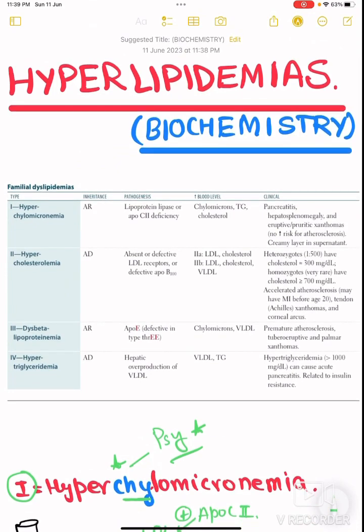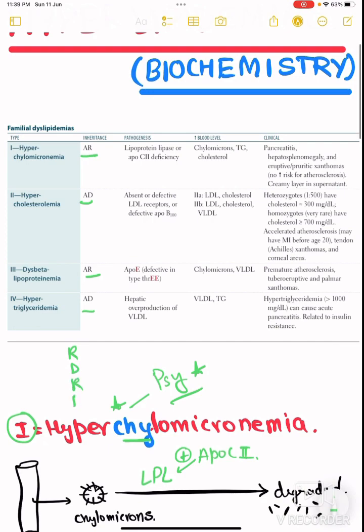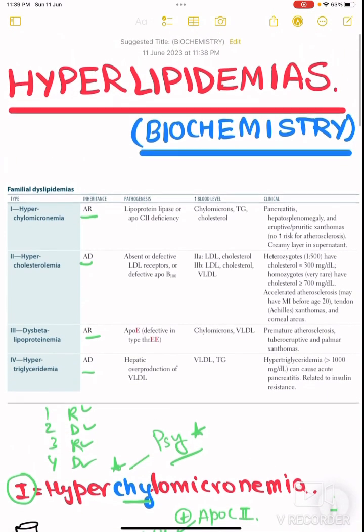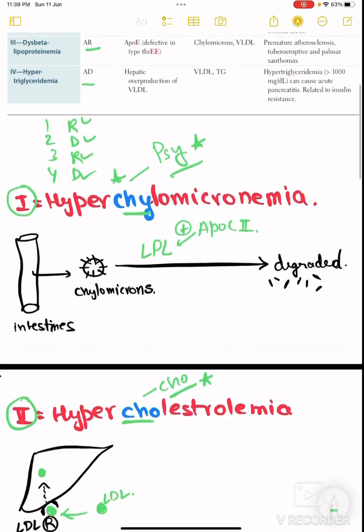Now coming to the inheritance part, type 1, 2, 3 and 4 are respectively RD. I remembered it by RD: autosomal recessive, autosomal dominant, 3 is autosomal recessive again, and 4th is autosomal dominant again. So this is the way you can remember it. Now coming to type 1. Type 1 is hyperchylomicronemia. The main pathogenesis is deficiency of lipoprotein lipase.